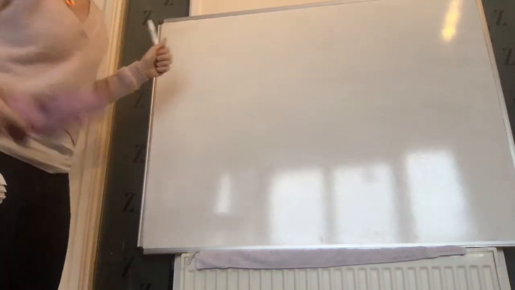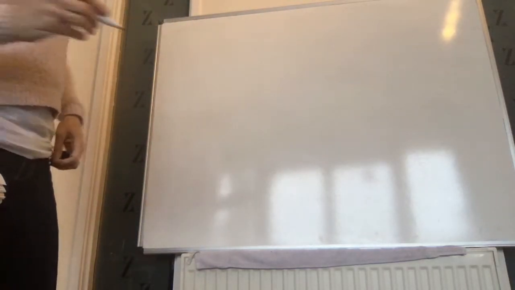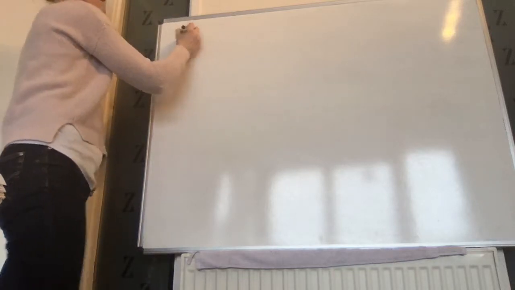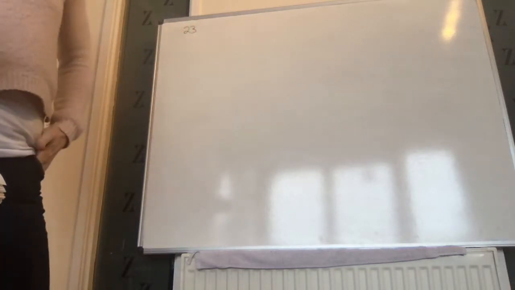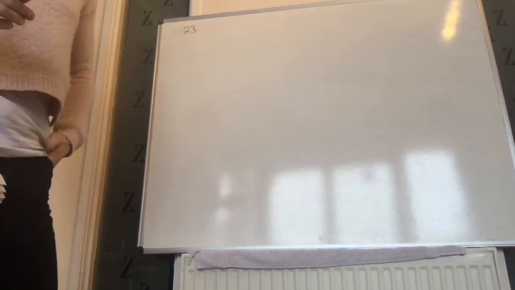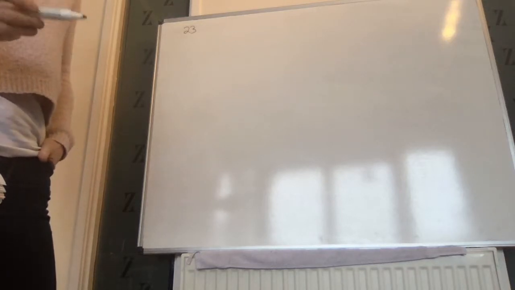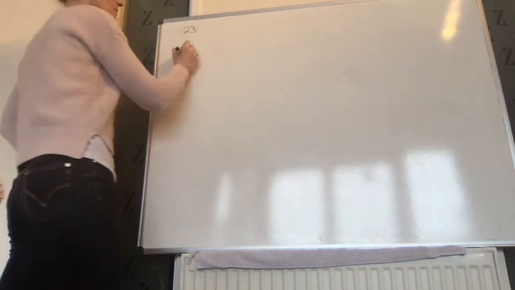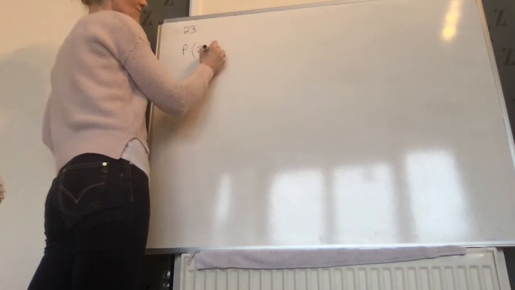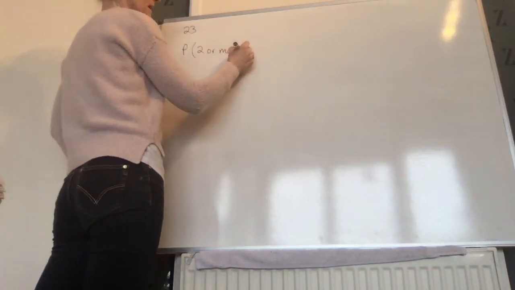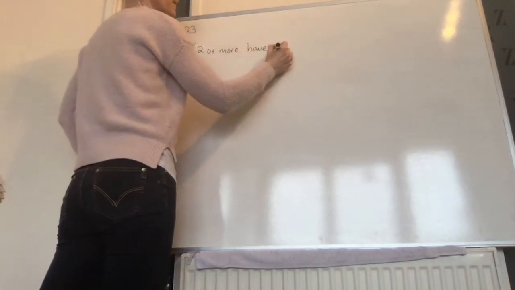A teacher says to her class of 23 students that there is a greater than 50% chance of 2 or more of them having the same birthday. Do you agree? Okay, so we want to look at the probability that 2 or more have the same birthday.